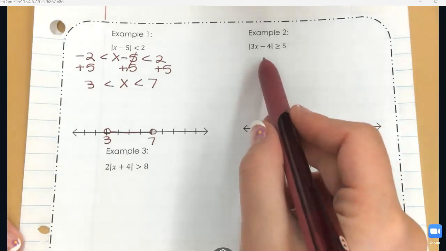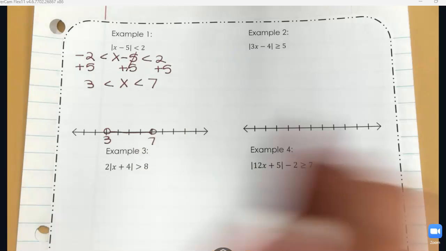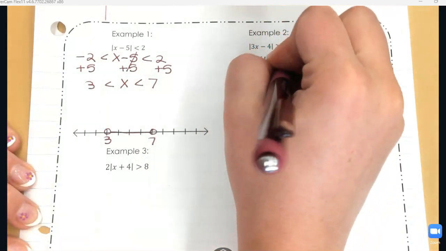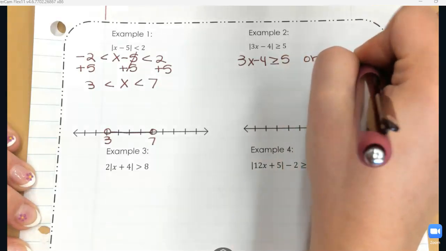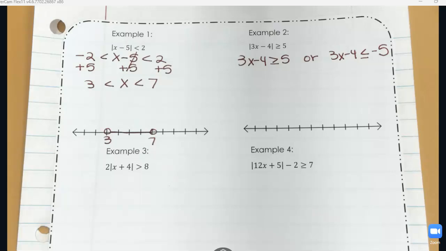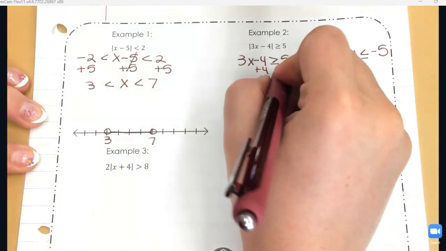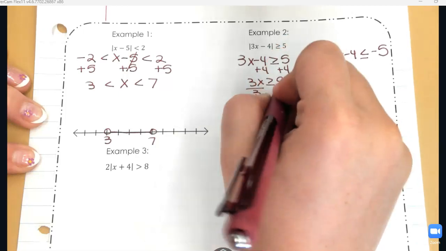On the next one, the absolute value of 3x minus 4 is greater than or equal to 5. This is where I'm going to have two parts. 3x minus 4 needs to be greater than or equal to 5, or 3x minus 4 needs to be less than or equal to -5. So I have two individual inequalities to solve here by adding 4 and then dividing by 3.